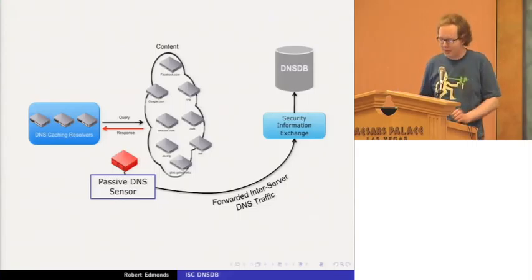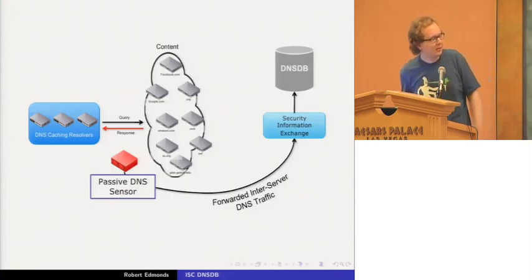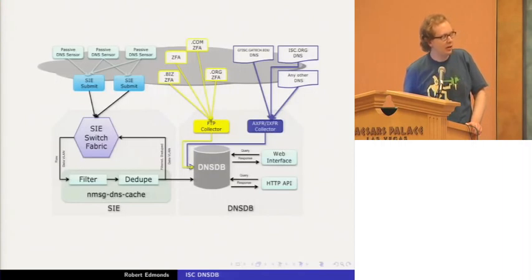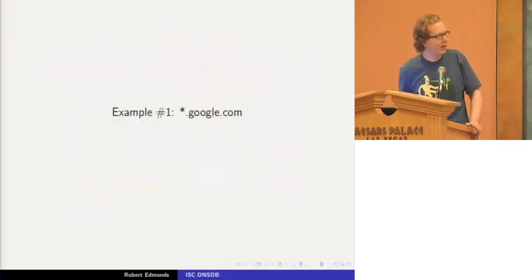Okay, we'll go straight to the demos. Here's a picture of where we put the passive DNS sensor, and it grabs the traffic and forwards it off to our Security Information Exchange, which we'll mention no further except to say that it allows us to get the data into a database. Ignore this. This will not be on the quiz. Let's do the example live.